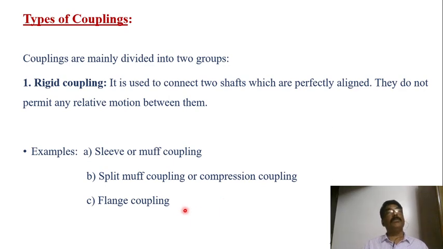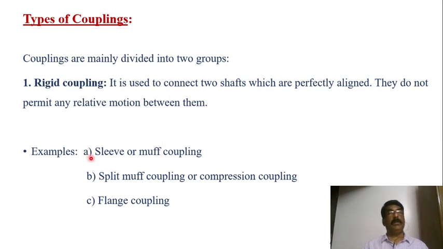Now coming to the types of couplings. Couplings are mainly divided into two groups. The first one is rigid coupling and the second one is flexible coupling. Now coming to the rigid coupling, it is used to connect two shafts which are perfectly aligned. That means the shafts are collinear, and also they do not permit any relative motion between them. Thus, the main feature of the rigid coupling is that the shafts are perfectly aligned, and there will be no relative motion between the shaft and the coupling.